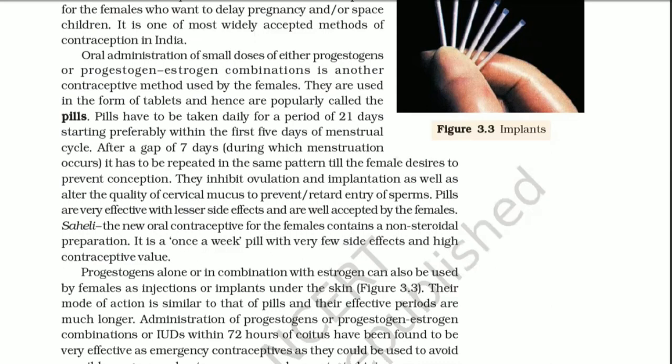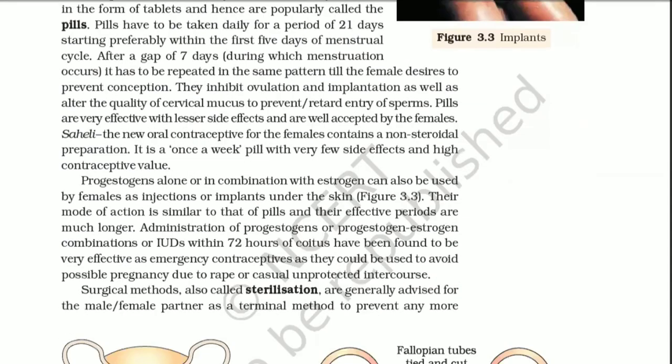They inhibit ovulation and implantation as well as alter the quality of cervical mucus to prevent or retard entry of sperms. Pills are very effective with lesser side effects and are well accepted by females. Saheli, the new oral contraceptive for females, contains a non-steroidal preparation. It is a once-a-week pill with very few side effects and high contraceptive value.